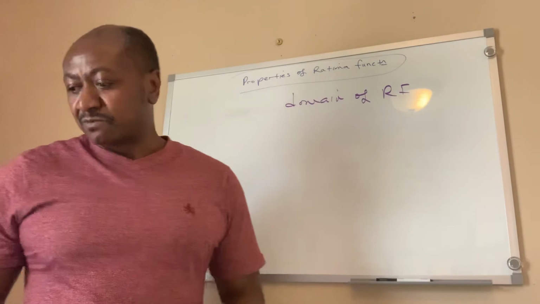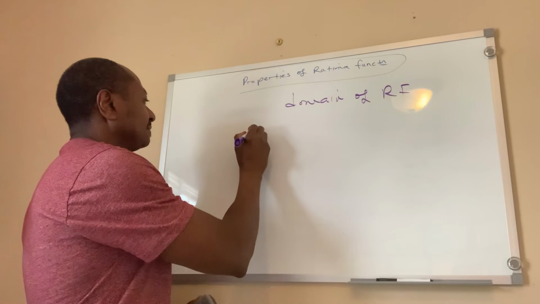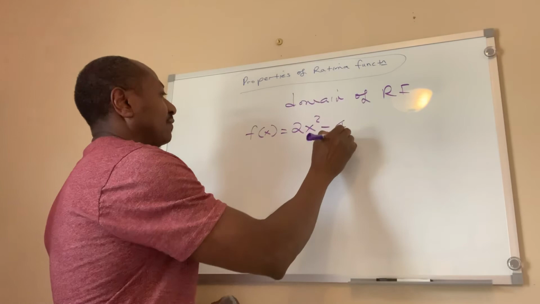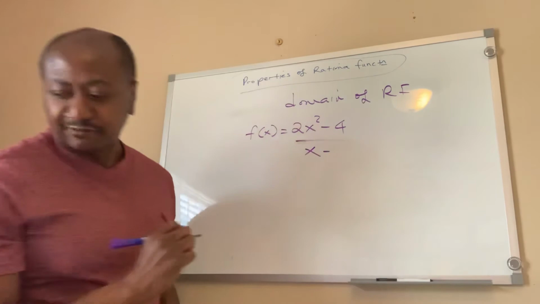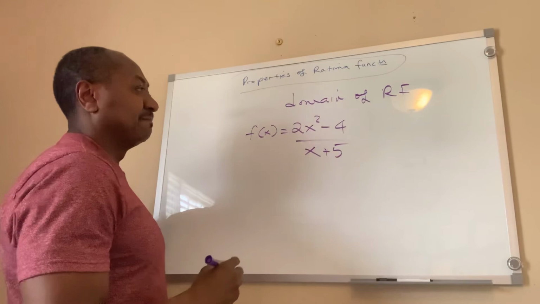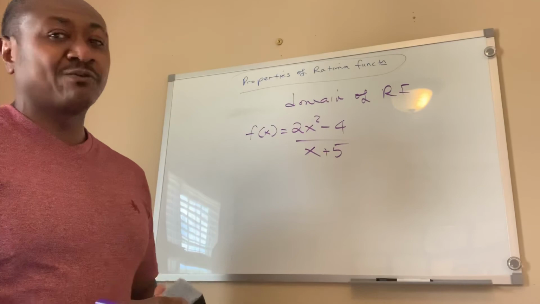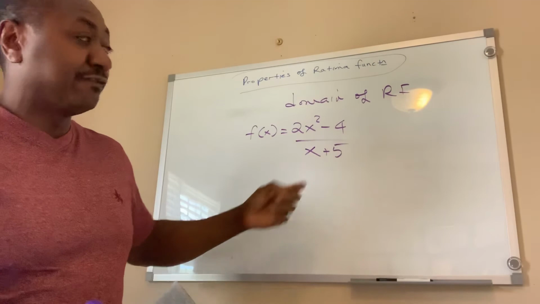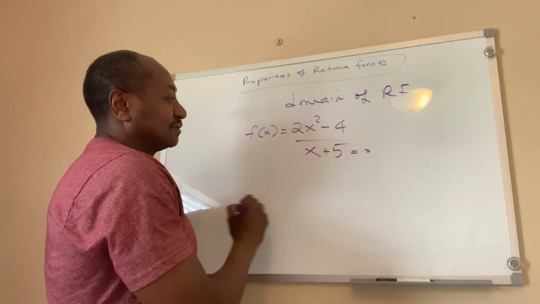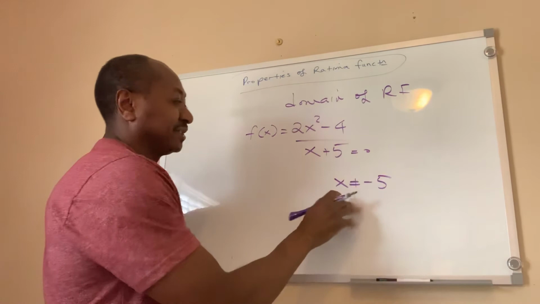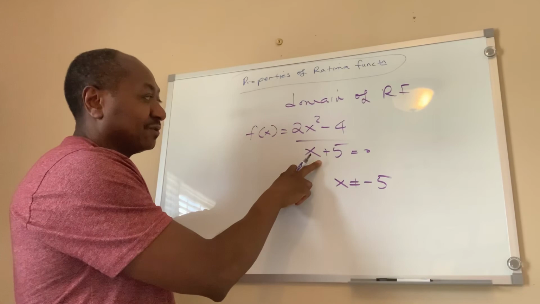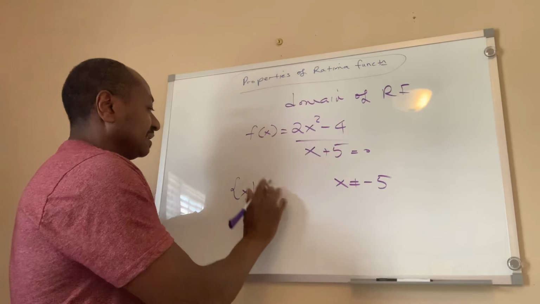With that, assuming that I have a rational function f of x equals 2x squared minus 4 divided by x plus 5, how do I find the domain of this? Basically, to find a domain here, my goal is to eliminate any number that will make this function undefined. So I equate the denominator to 0. It means that x cannot be equal to minus 5, because if it was, then the denominator becomes 0. And so my domain is going to be the set of all x such that x is not equal to minus 5.